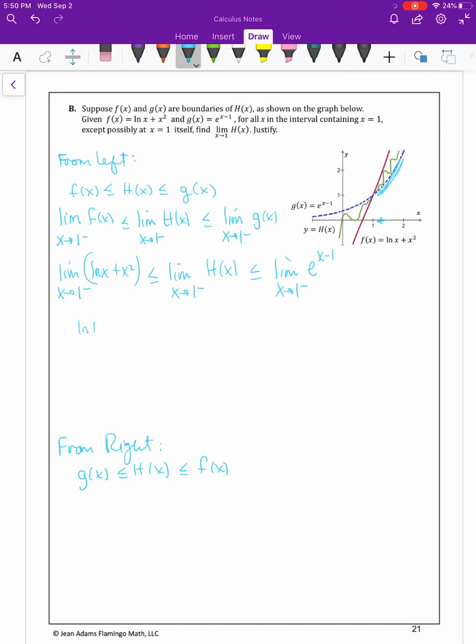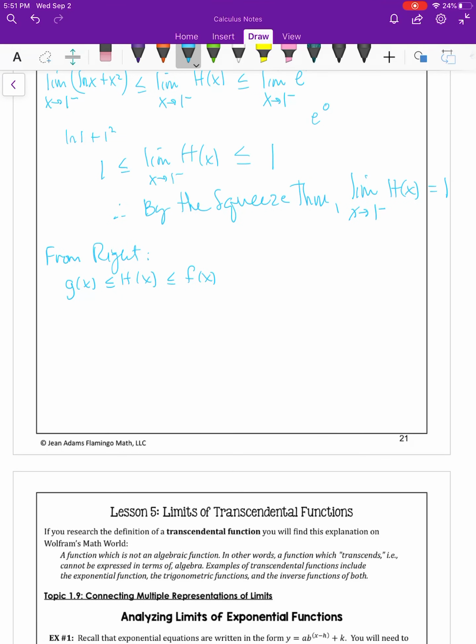So if I put a 1 in, I get ln of 1 plus 1 squared. So ln of 1 is 0. 1 squared is 1. We're going to see if this is sandwiched between something. And then if I put a 1 in here, I get e to the 0, which is 1. So coming in from the left, therefore, by the squeeze theorem, the limit as x approaches 1 from the left of h of x has to be 1.